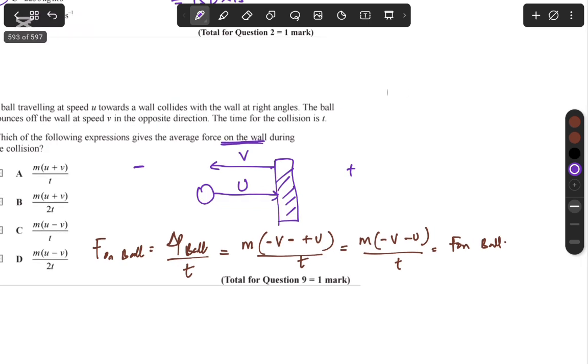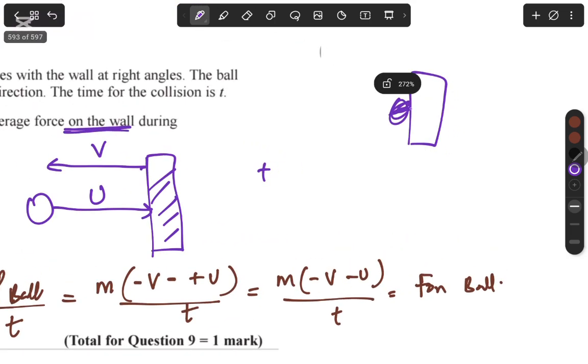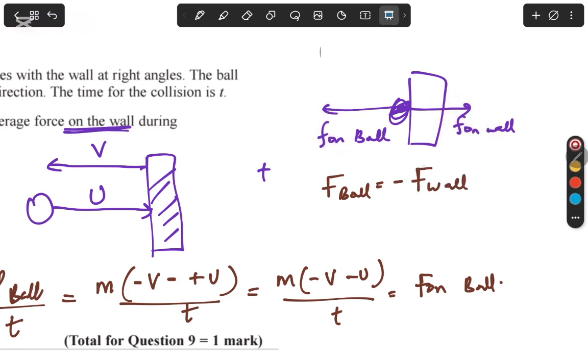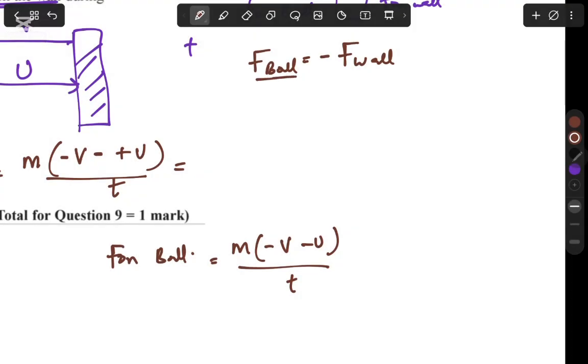So remember, if the ball collides with the wall, it's going to exert a force on the wall, and this is going to be the force on ball. And force on ball is equal to minus force on wall. They both act in opposite directions, so we put the minus sign there to show that. This is Newton's third law here, by the way. You can see this is force on ball. If I put a minus sign next to it, that becomes force on the wall.